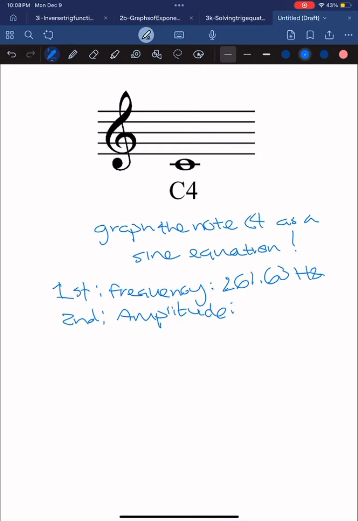The second thing we have to find is the amplitude. The amplitude of the note can vary depending on the graph, but for this one, we're just using 1, as it represents the loudness of the sound.